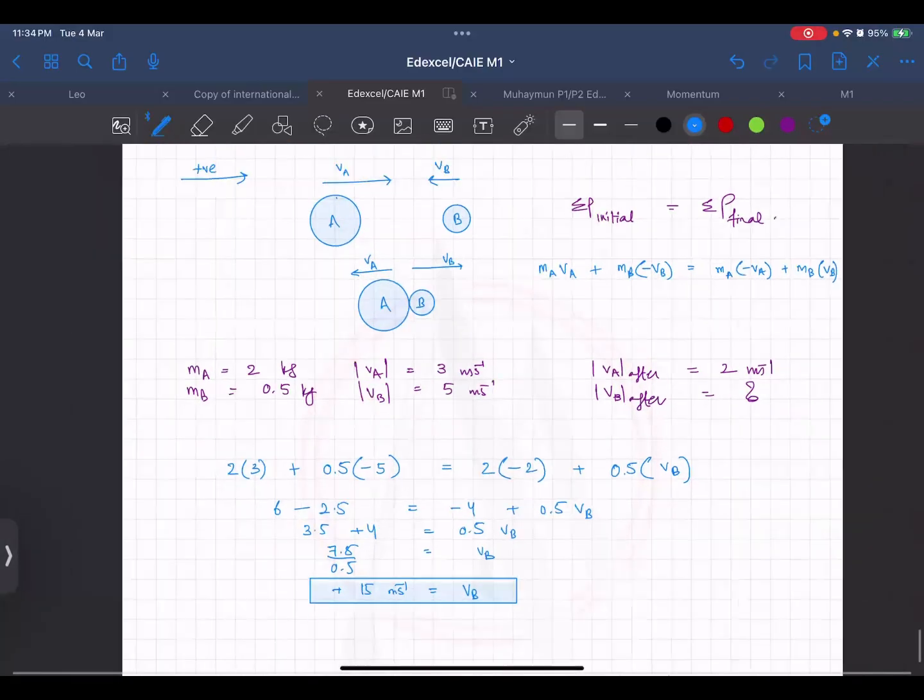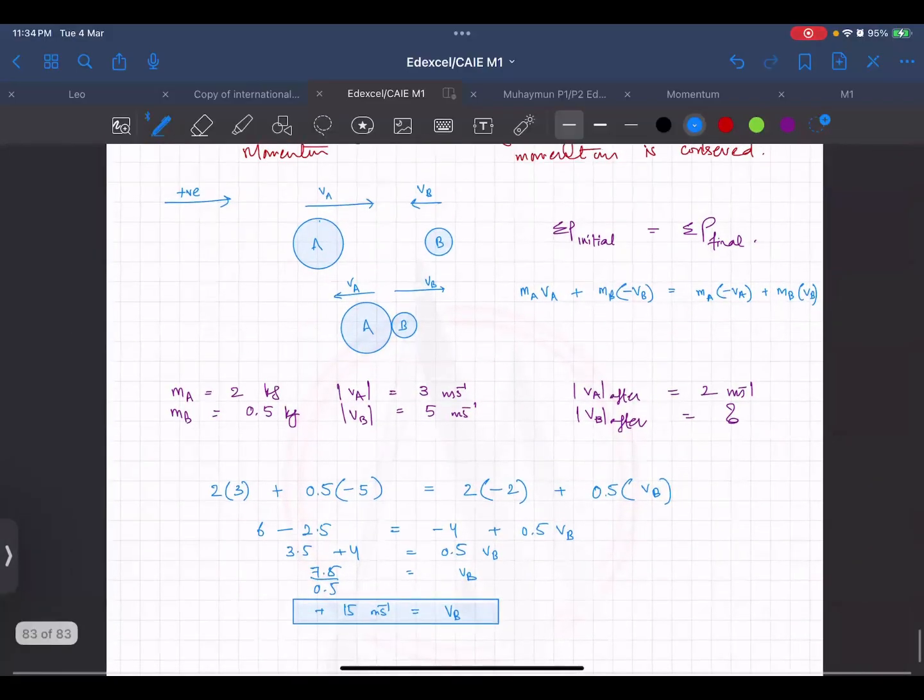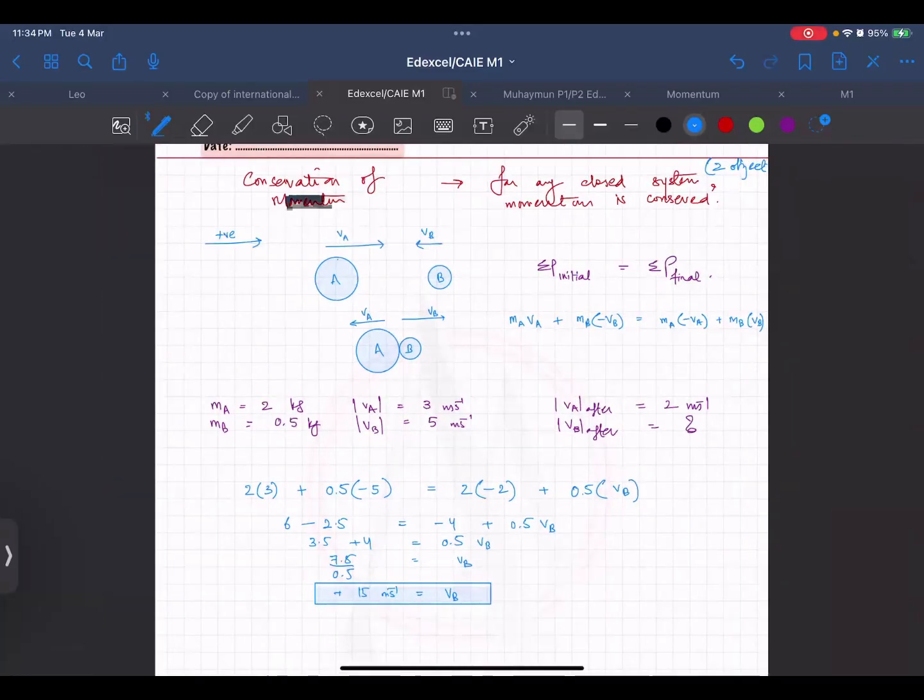Did you understand? This is how you form the equation. Any questions? No, sir. Clear. Copy this formula, copy how we form the equation. This is not a very difficult topic, but initially this might seem a little bit tricky, but overall you'll see the questions are very repetitive.